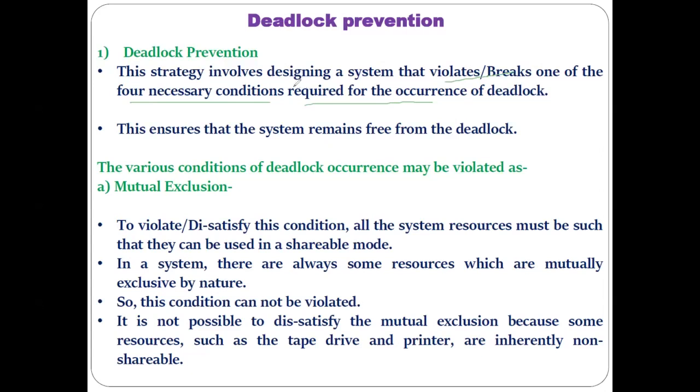Already we have discussed in the previous lecture, there are four conditions because of which deadlock occurs. And which are those four conditions? First is mutual exclusion, then hold and wait, then no preemption, and circular wait. So these are the four conditions because of which deadlock can occur. But now if you want to prevent deadlock, if you don't want deadlock to happen, then what can be done?